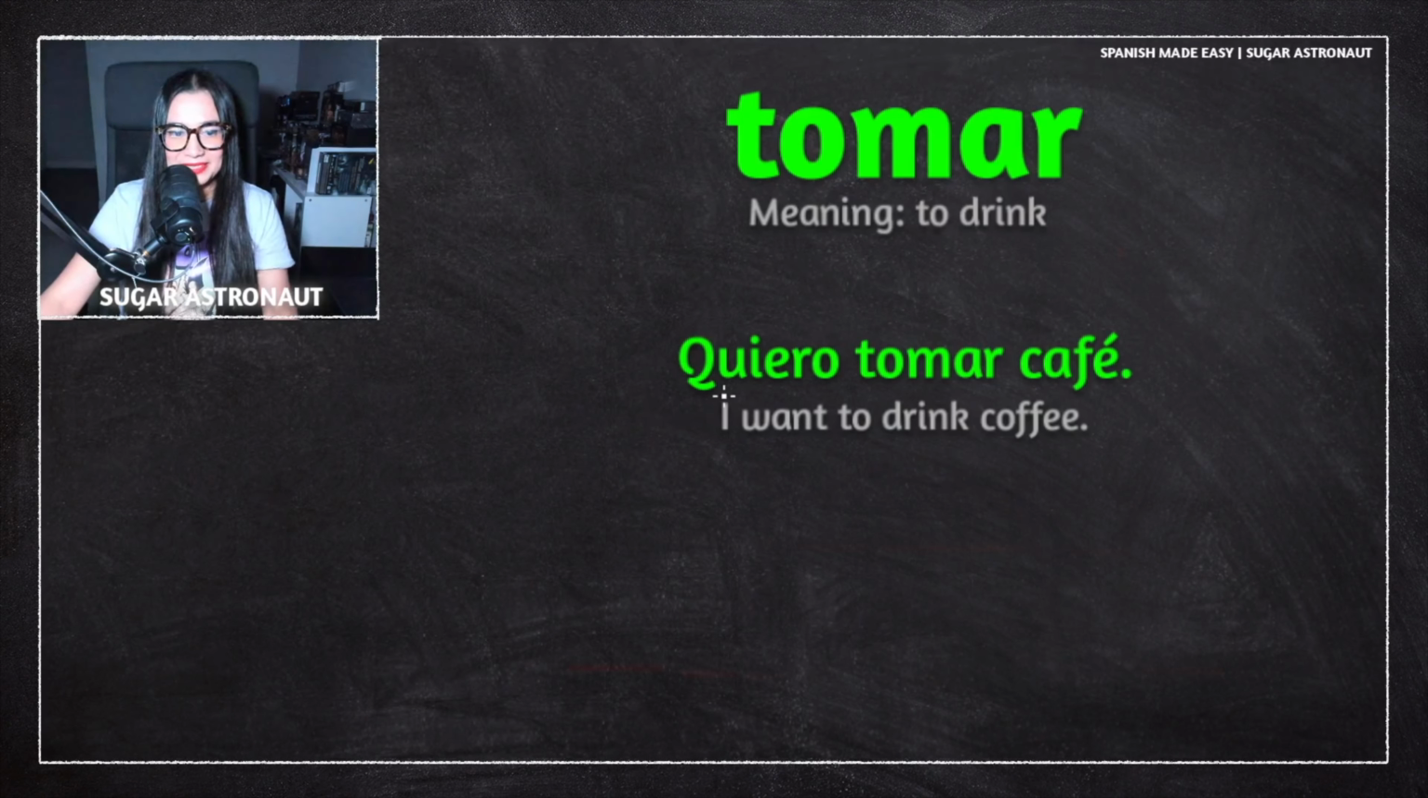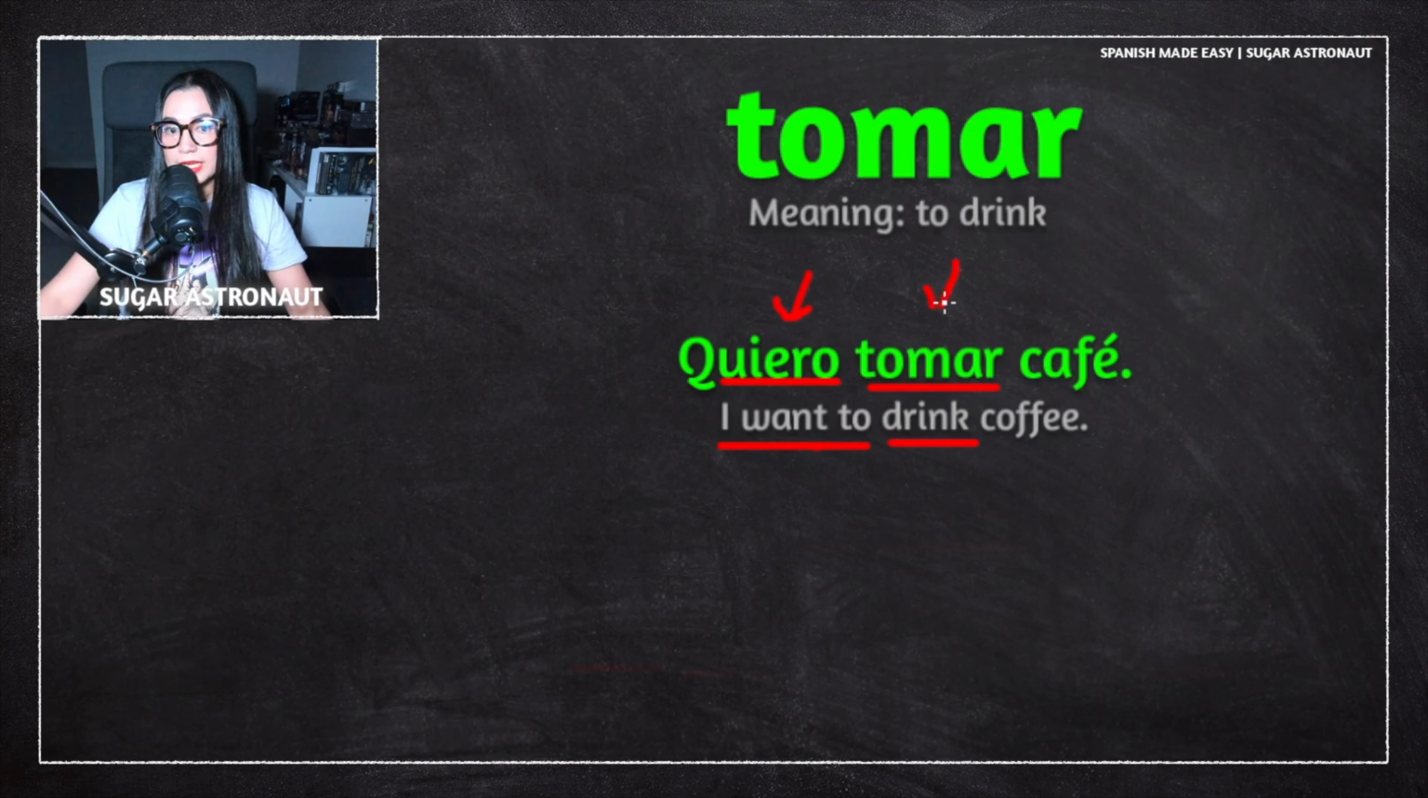So, for example, let's break this down. Quiero, we don't need yo. We need quiero. Quiero means I want. You can also say yo quiero, and it can be common, but it's more common to not say yo all the time, or personal pronouns, okay? Quiero, I want, tomar. Tomar means to drink.